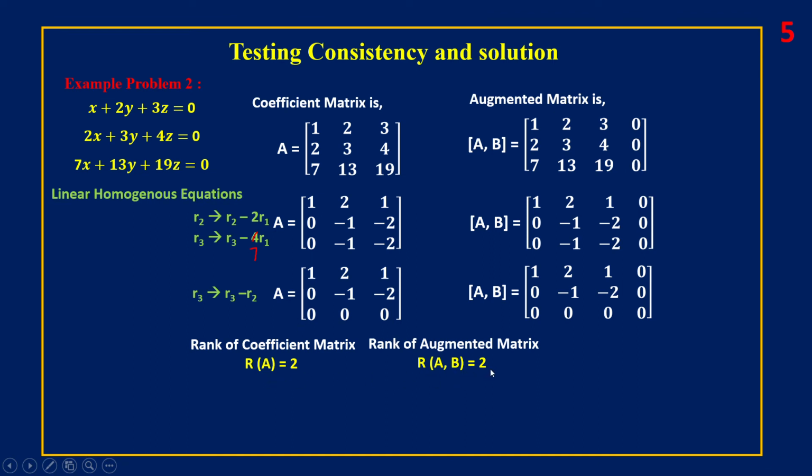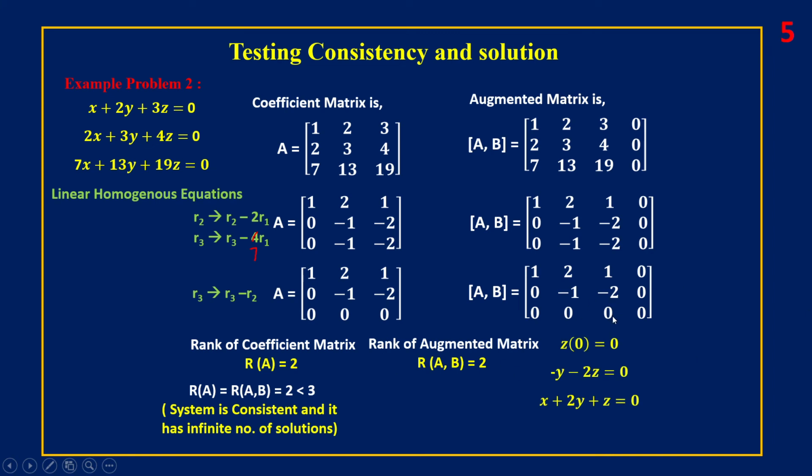So this is the second case. Here rank of A is equal to rank of AB, which is equal to 2, which is less than n. So here 3 equations are there, and the rank is less than 3. So this system is consistent, but it has an infinite number of solutions. How it has infinite solutions, I will tell you that.